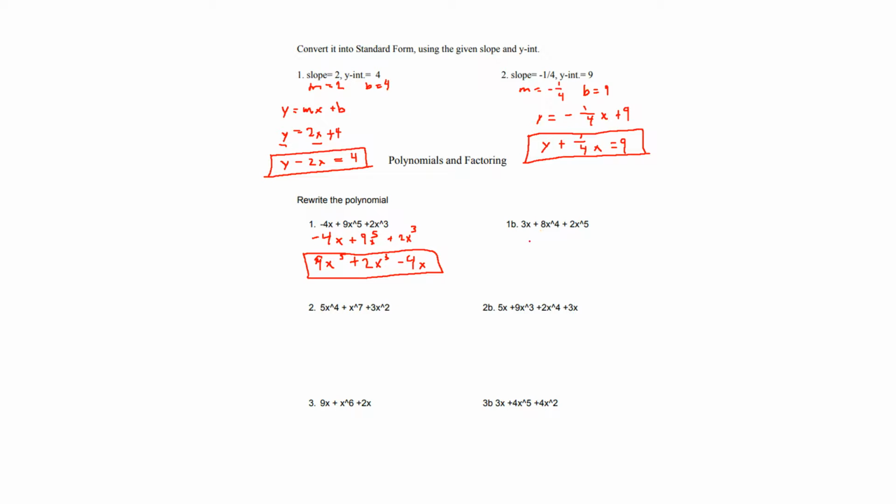1b is 3x plus 8 times x to the power of 4 plus 2 times x to the power of 5. So for this one, the greatest exponent is 5, so 2 times x to the power of 5. Write that first. Second, the greatest exponent is 4, so plus 8 times x to the power of 4. And then write 3x.